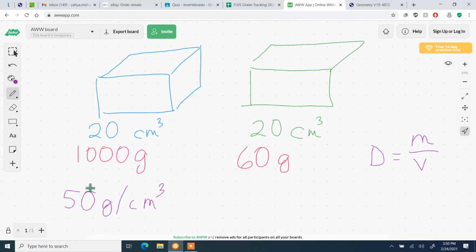So this one has a density of about 50. You can see it's really, really packed. This one over here is 60 grams divided by 20 centimeters cubed, so that's only about 3 grams per centimeter cubed. The regular brick has a very high density. The brick made of styrofoam has a very low density.